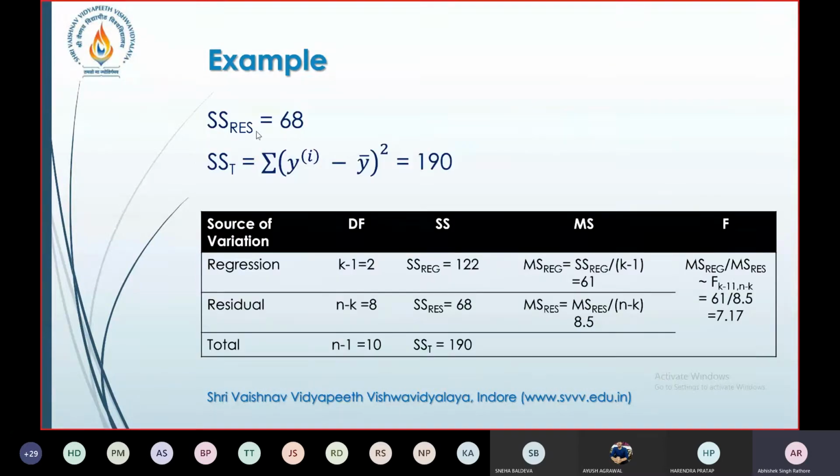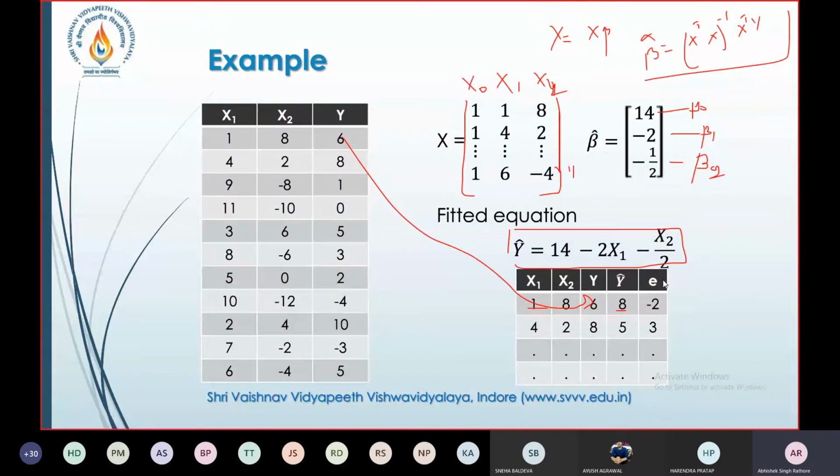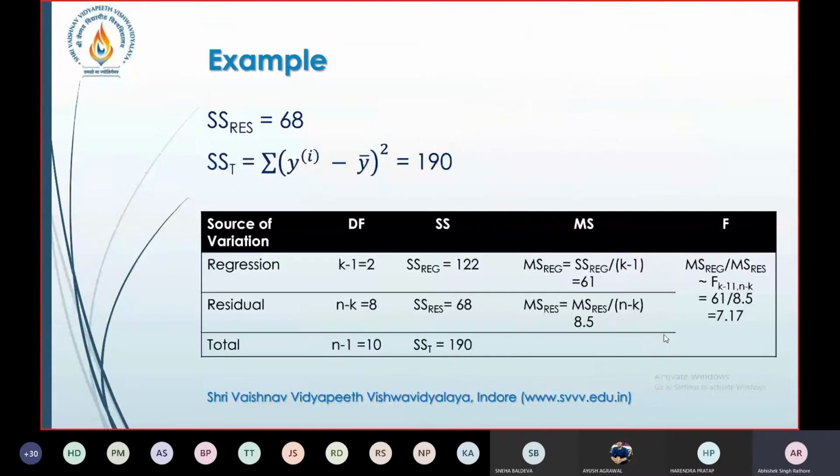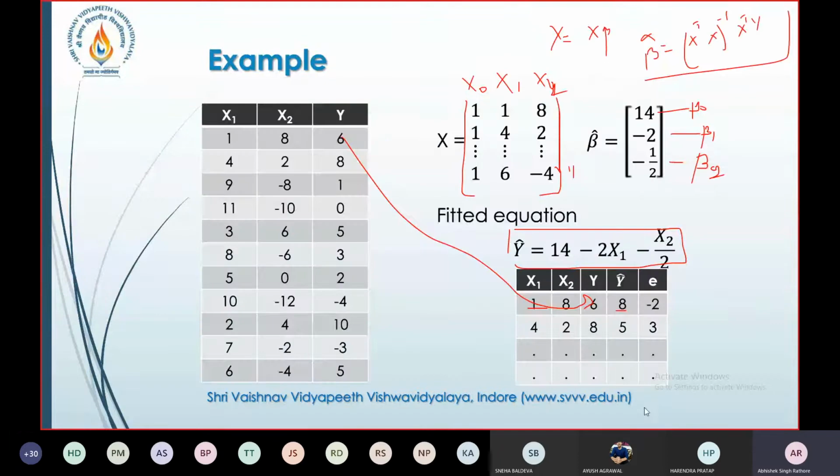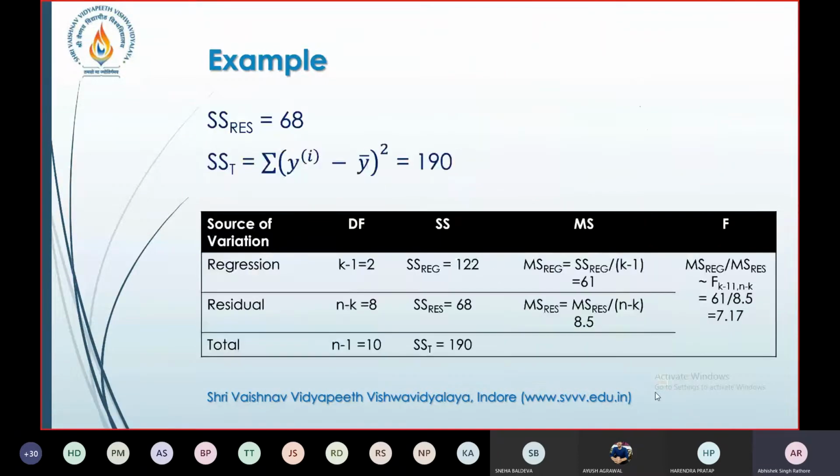So this is how I calculated the sum of residuals. The total sum of the residual is SS residual: -2 square plus 3 square and all those terms, so the sum of squares is equal to 68. We are not simply adding all the residuals, E1 plus E2 plus E3, because that finally converges to 0. So I am calculating the sum of squares: E1 square plus E2 square plus E3 square and so on, which is equal to 68.